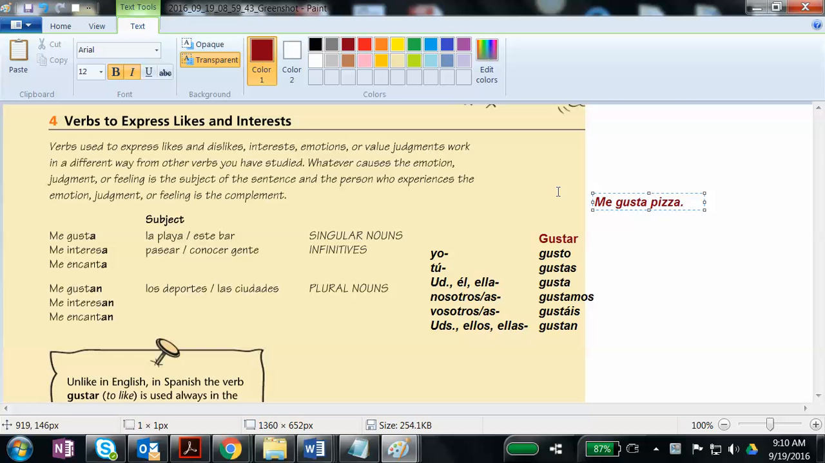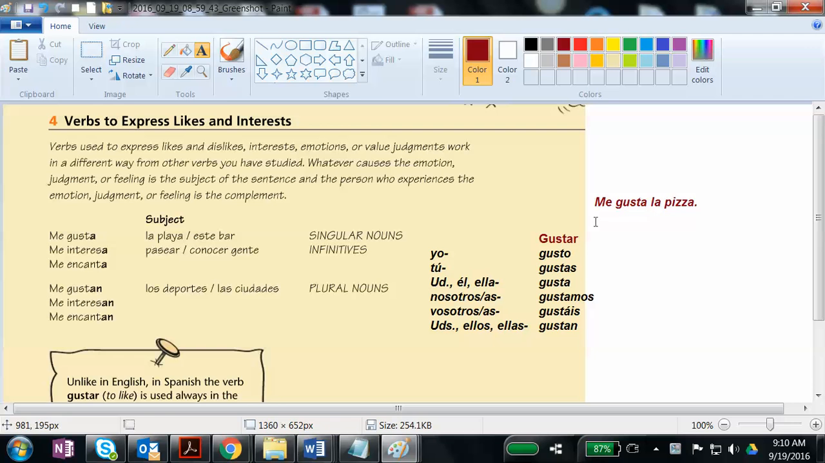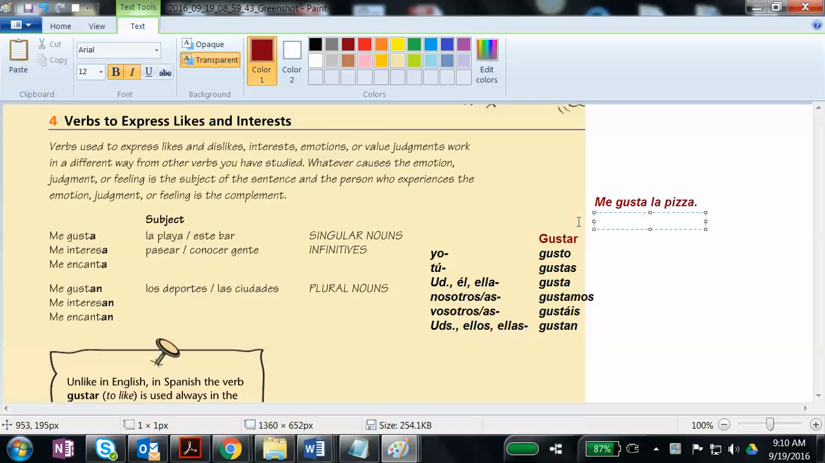Me gusta la pizza. Okay? Now, if I was going to try to literally conjugate this, we know means yo, right? Yo means I, and tú is you. So hopefully you guys remember that song.